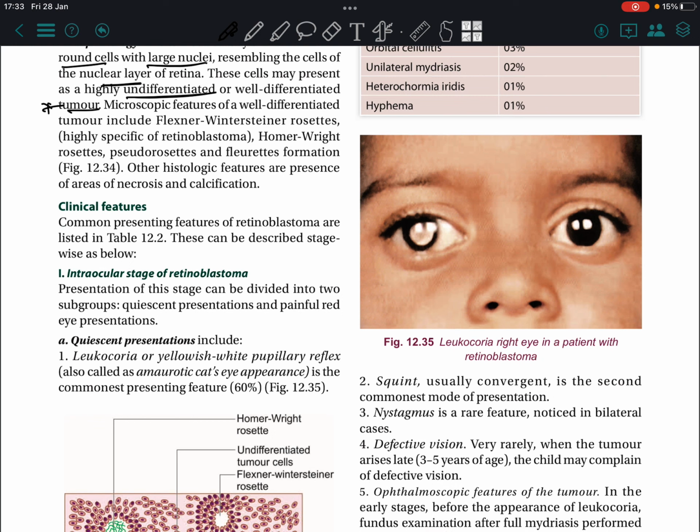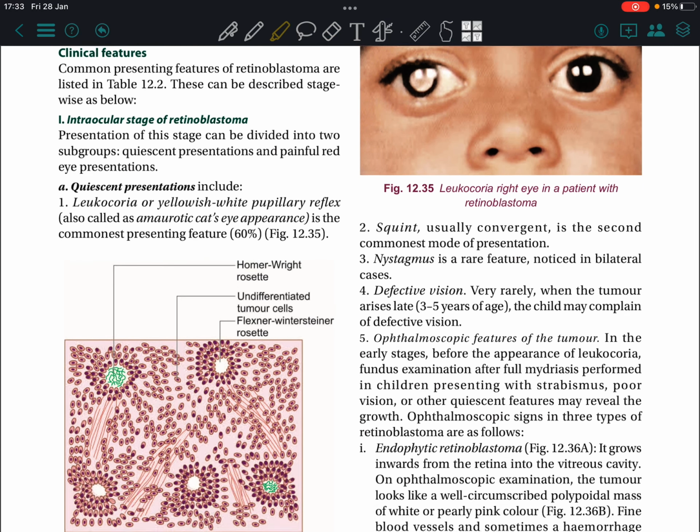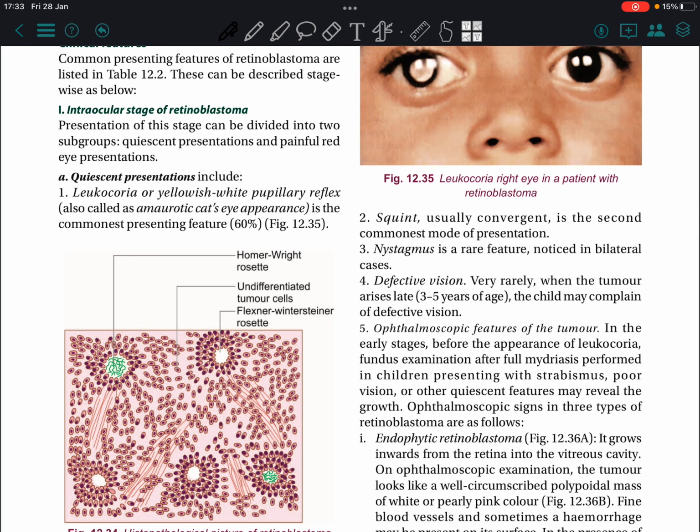Microscopic features include well differentiated tumor, including Flexner-Wintersteiner rosettes, highly specific of retinoblastoma, Homer Wright rosettes, pseudorosettes, fleurette formation, etc. Clinical features are given in the table.